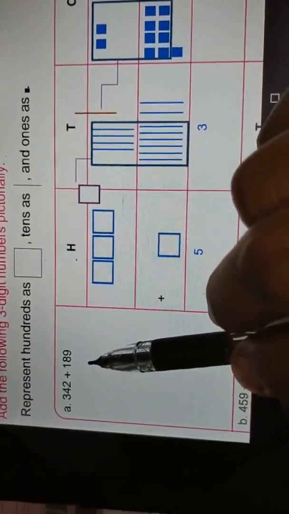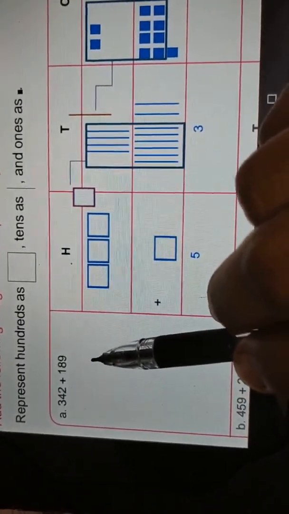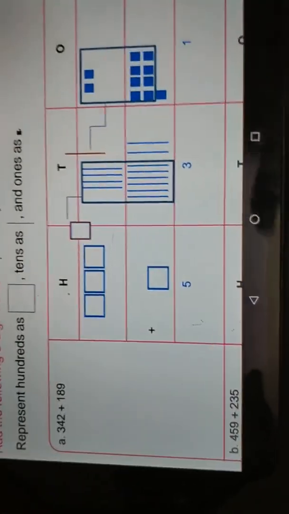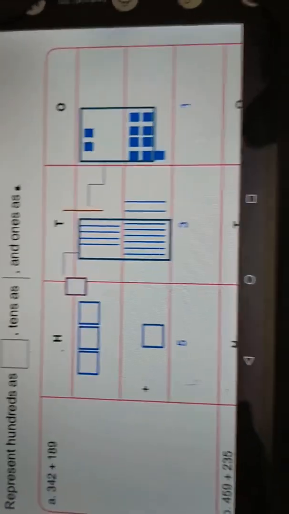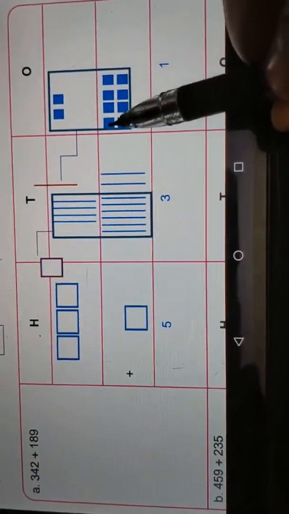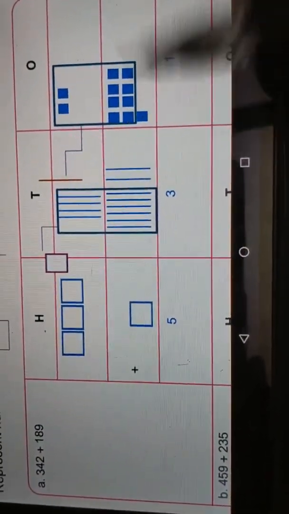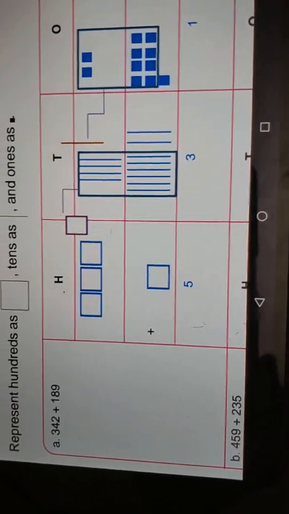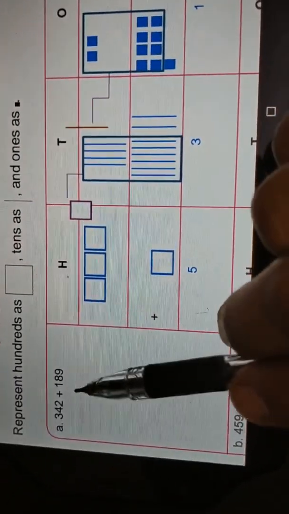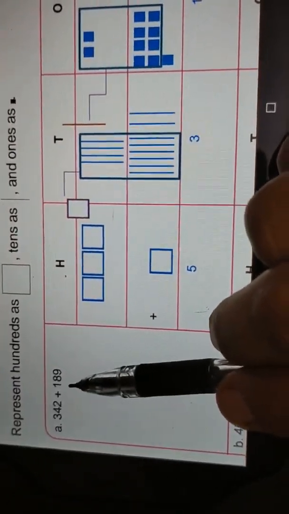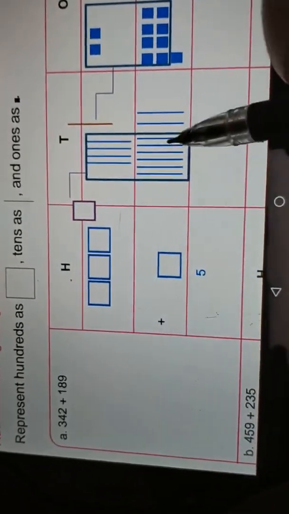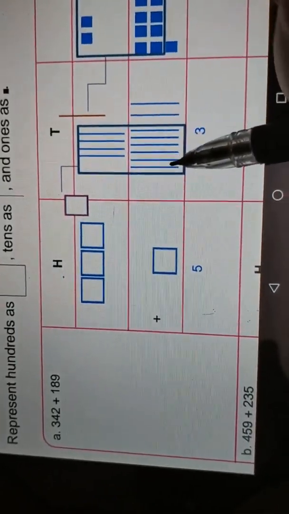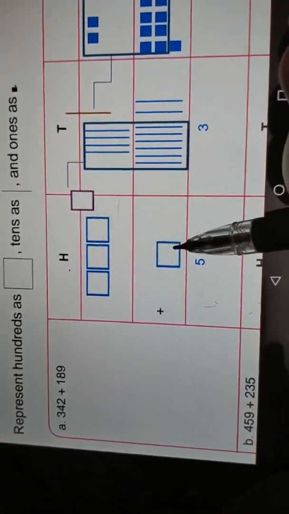Now students, 189 is there. So in the ones place, we have to draw 9 boxes, 1, 2, 3, 4, 5, 6, 7, 8 and 9 boxes. Then in the tens place, we have to draw 8 standing lines, 1, 2, 3, 4, 5, 6, 7 and 8. In the 100 place, we have to draw 1 box.